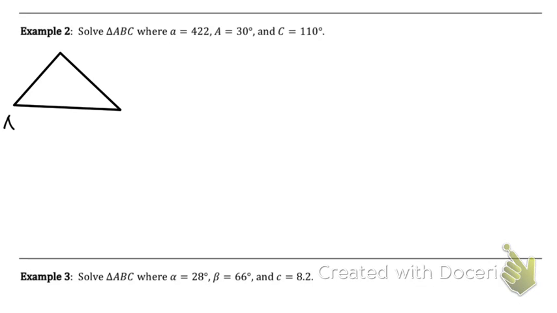Now some people are going to freak out at this drawing, and I'll tell you why. So it says side A is 422, this would be side B, this would be side C. It says that angle A is 30 degrees. And angle C is 110 degrees.